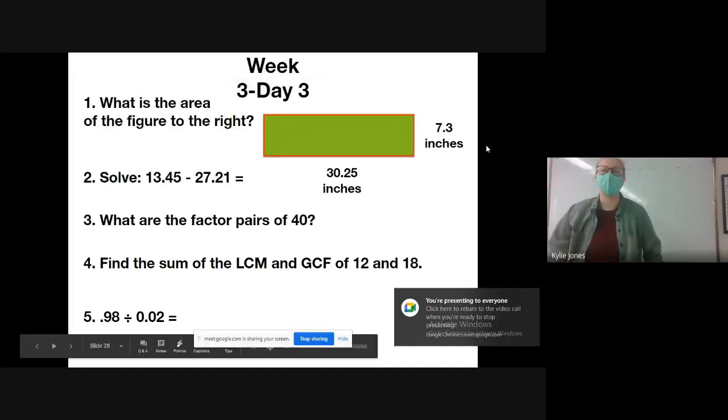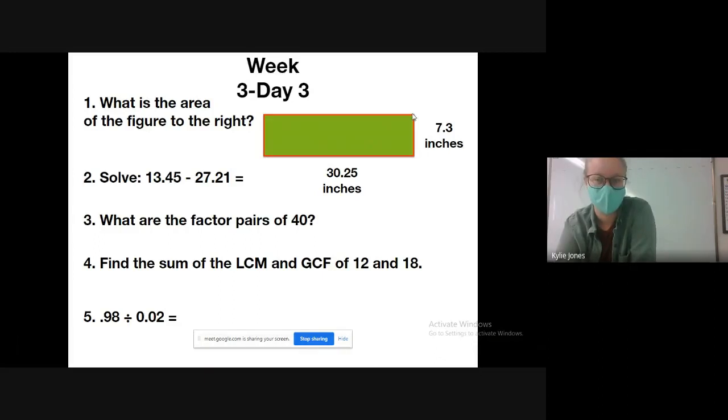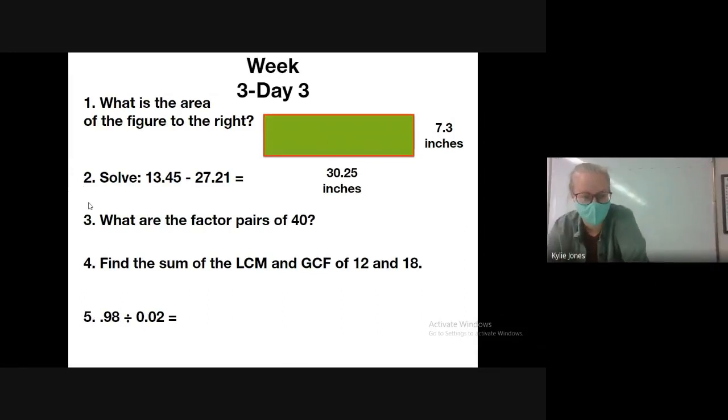What is the area of the figure on the right? So instead of perimeter this time, you're finding the area. How do you find the area of the shape? What do you need to do? Add all the sides? We do not add all the sides. To find the perimeter, you add all the sides, but we're finding the area. Multiply the length of one side times the width of another side. So you're multiplying. Then you're solving 13 and 45 hundredths minus 27 and 21 hundredths. That will be a negative answer.